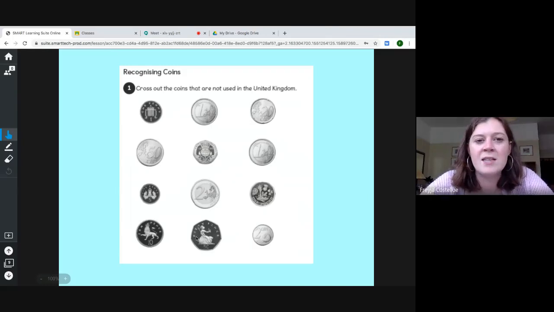Now here is some of the work that you're going to be doing in your books. Your job is to use all of the knowledge that you have just gathered about the money that we use in England, in the United Kingdom, so pennies and pounds, because you're going to have to cross out the coins that are not used in the United Kingdom in this picture. Okay, so use what you know about the money that we use and cross out the coins that are used in different countries to us.